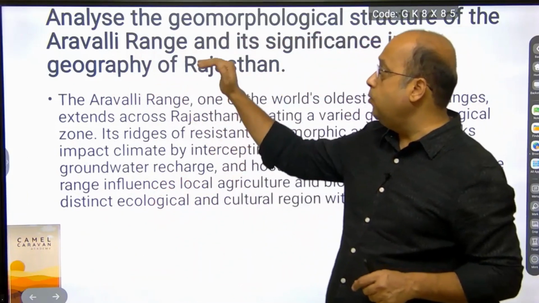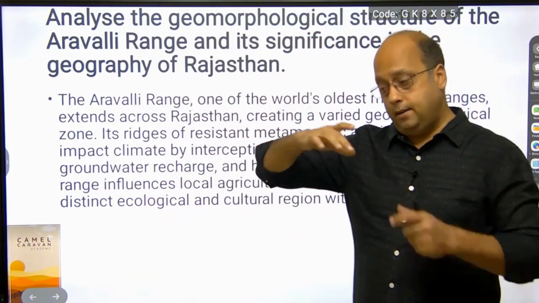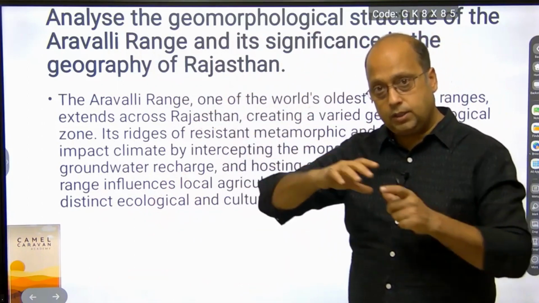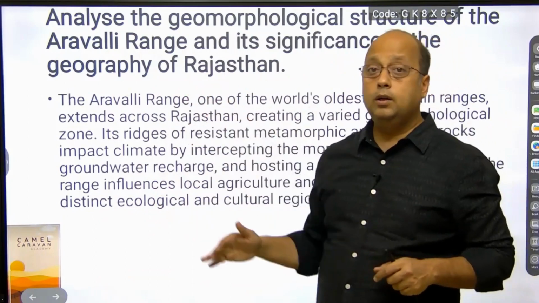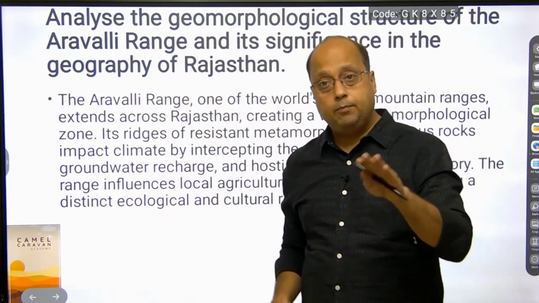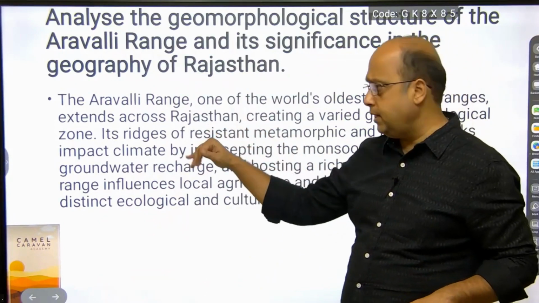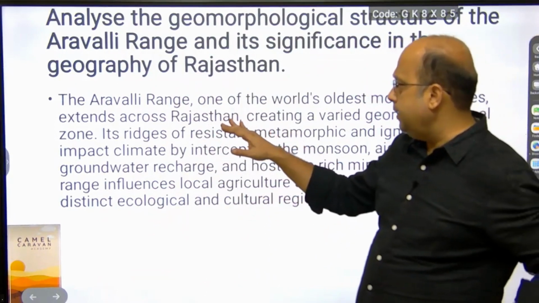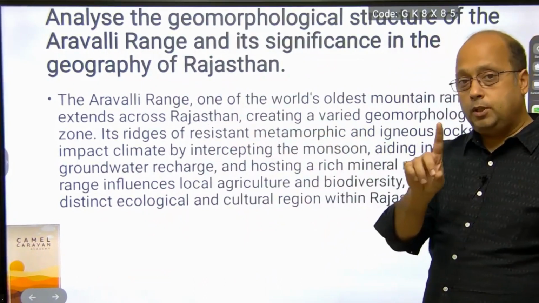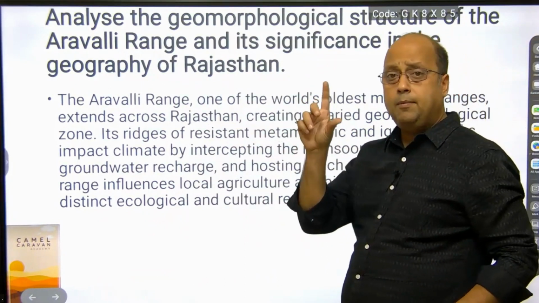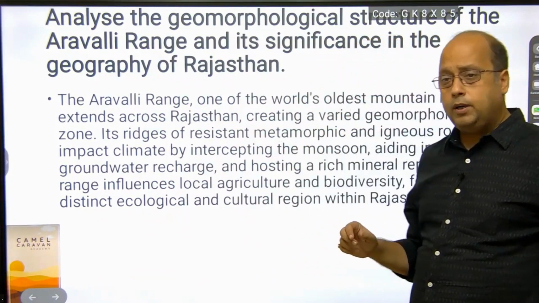So we need to see how the Aravalli mountain range and the rock system is having an impact on the geography, means the landscape of Rajasthan. So here we have one attempt where I have started by writing that the Aravalli range is one of the oldest. Here you have the space also. You can mention the time, in the Archean period it got evolved.